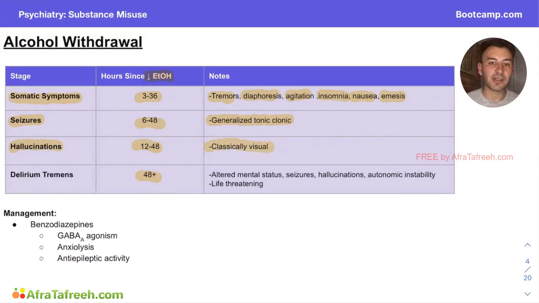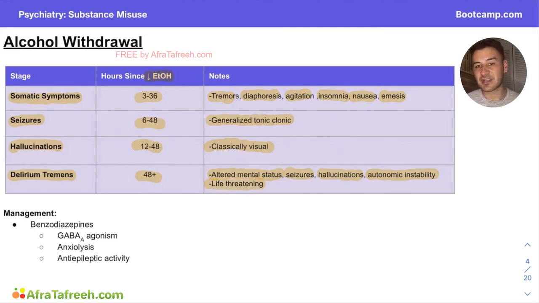Lastly, and most importantly, we have delirium tremens. This is going to occur anywhere past 48 hours, and this is a life-threatening complication of alcohol withdrawal. It's characterized by altered mental status, seizures, hallucinations, and autonomic instability. So you can see it's a combo of all the previous stages, and it just intensifies. This autonomic instability is because alcohol is a depressant. When you take that depressant away, you have an increase in sympathetic drive that's going to lead to this life-threatening autonomic instability that is characteristic of delirium tremens.